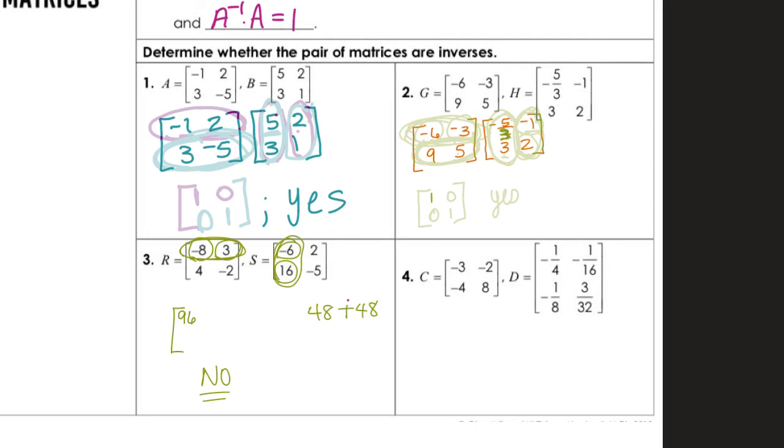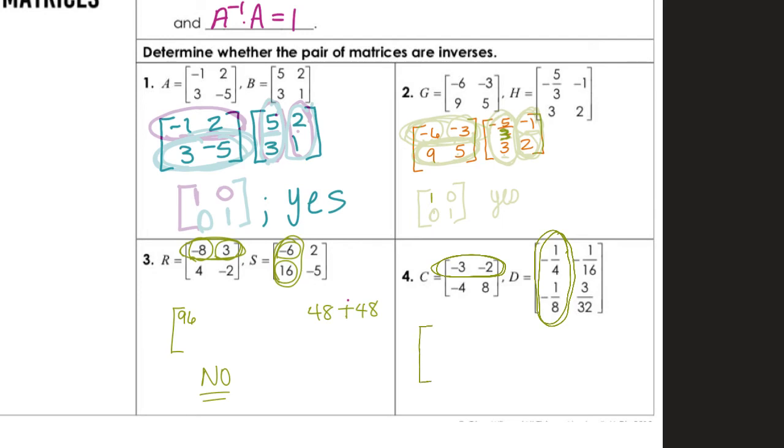Okay, so now let's look at number 4. And again, you're taking your row, multiplying it to this column. Again, don't let fractions kill you. You've got a calculator. Use it.